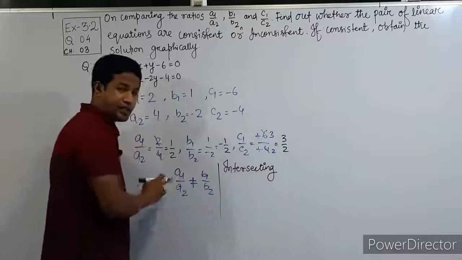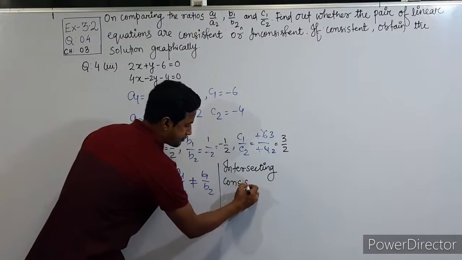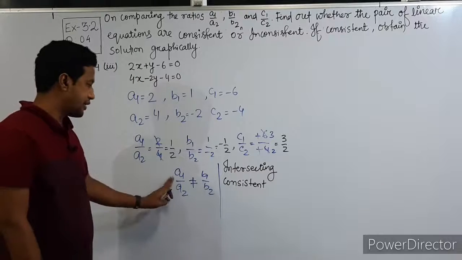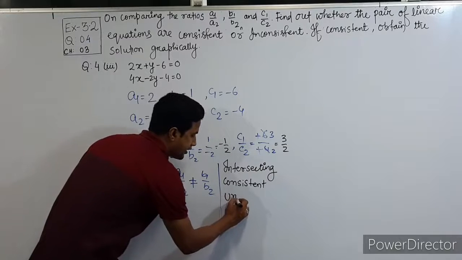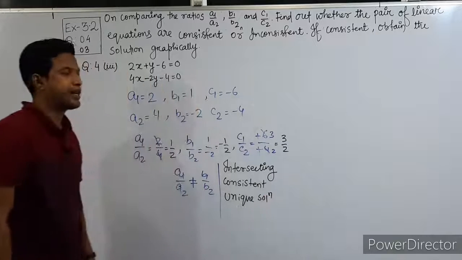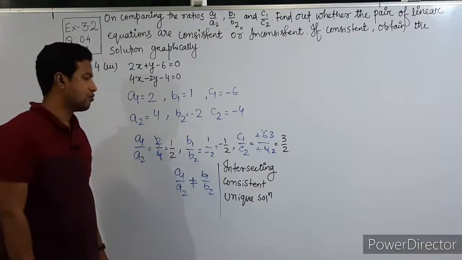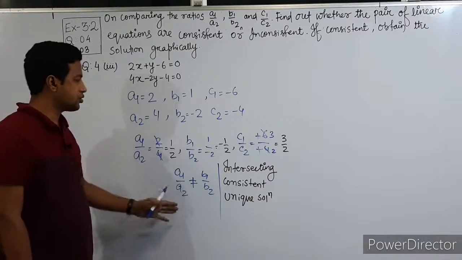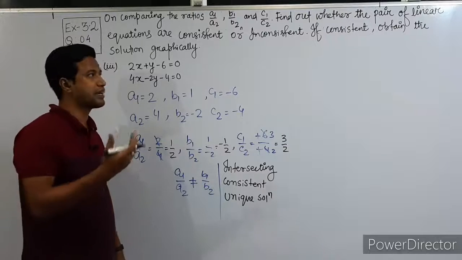Again, if A1 by A2 is not equal to B1 by B2, then the system is consistent. The system is consistent. And A1 by A2 not equal to B1 by B2 also means the solution will be unique. This is a unique solution. Unique solution means you will get only one value for x and another value for y. So after getting this, let's go to the solution. It is consistent, so we are going for the solution. Already you have studied how we go for the solution by the graphical method.